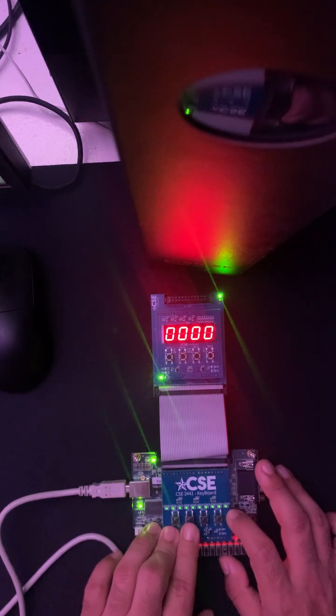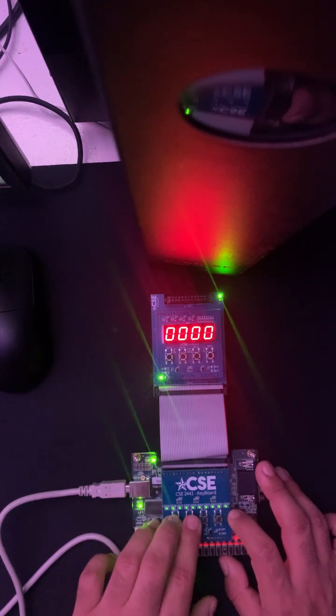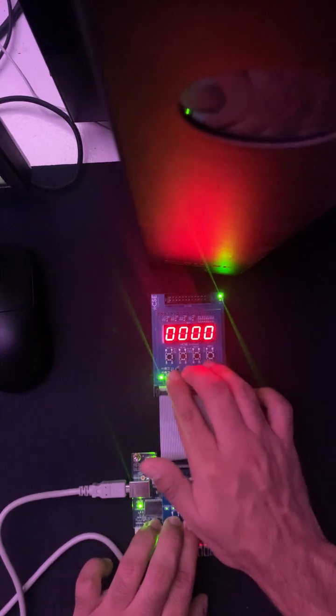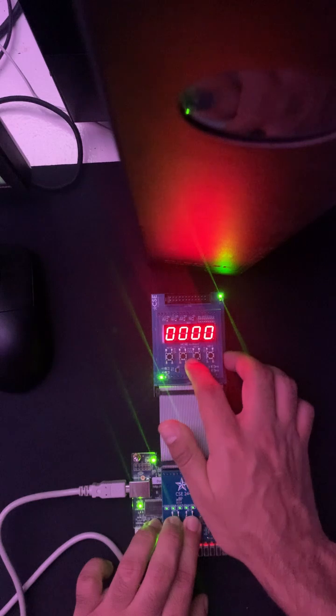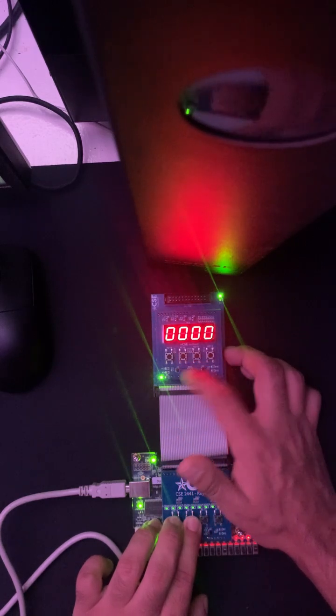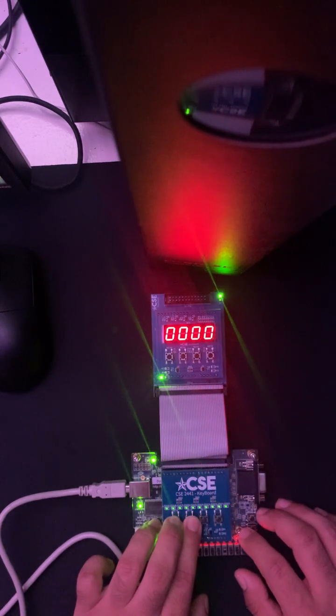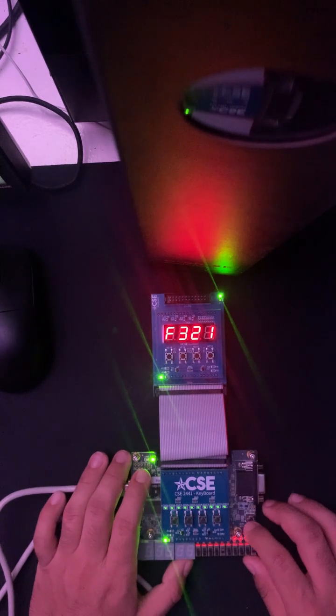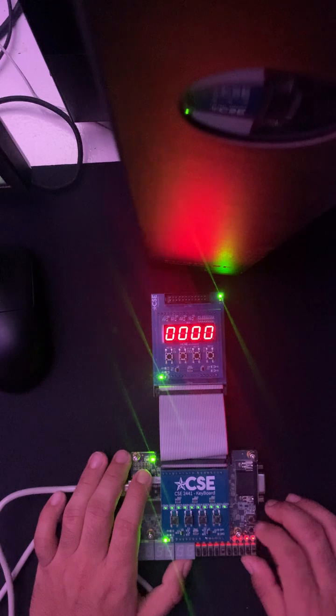key 5 and 4. Let's push them down to display 3 and leave the hex board keys alone since they're active high. They're going to display F, and let's push load. So it's F321. So let's reset.